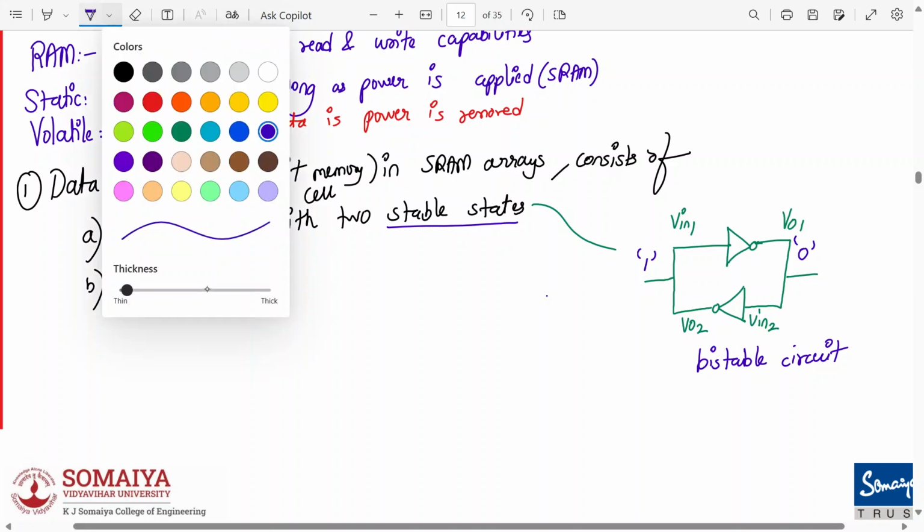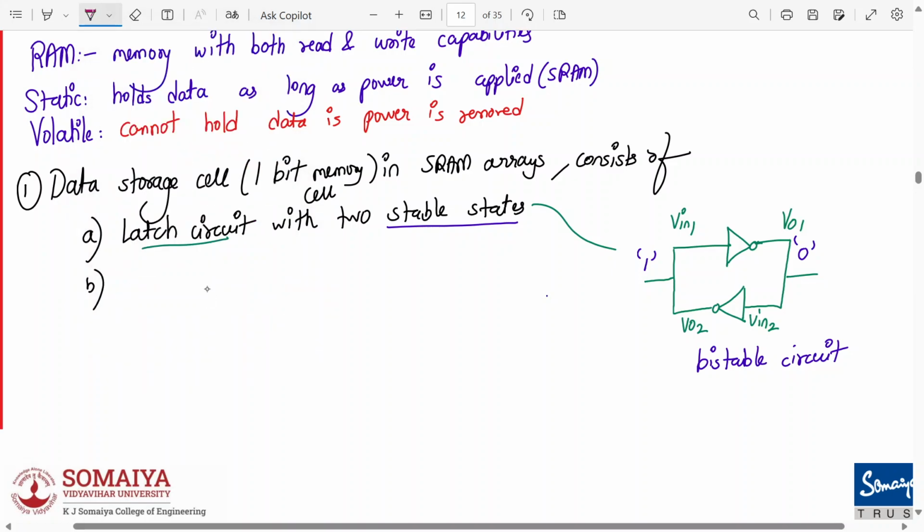Yeah, the second thing we require, I hope you are following. The second thing required is access transistors or access switches to access this memory location.